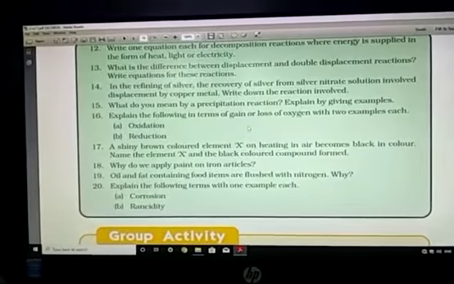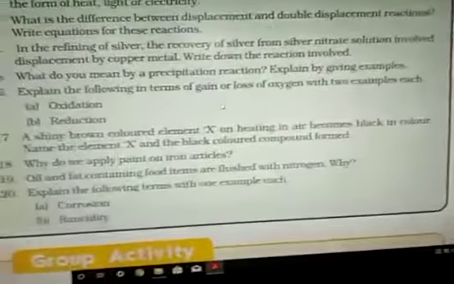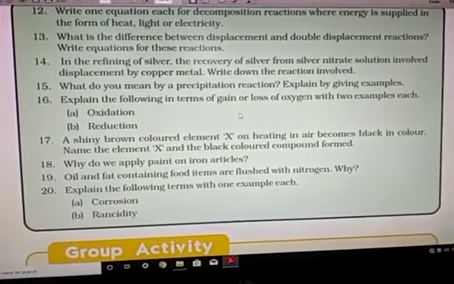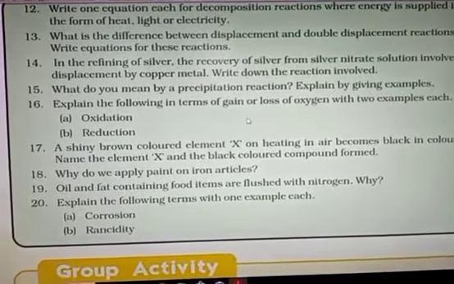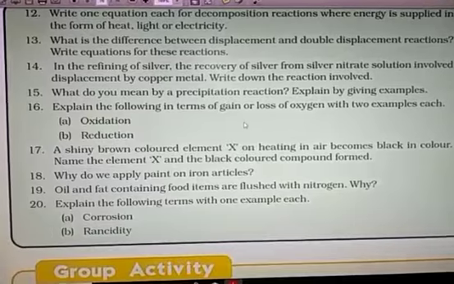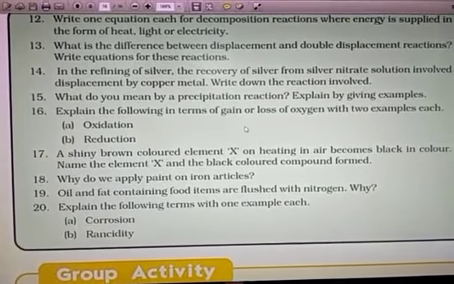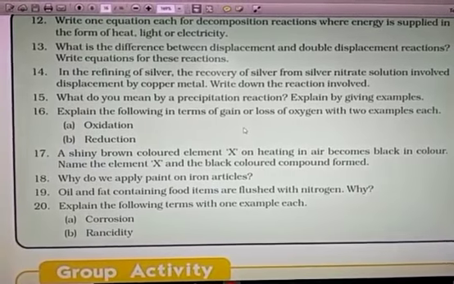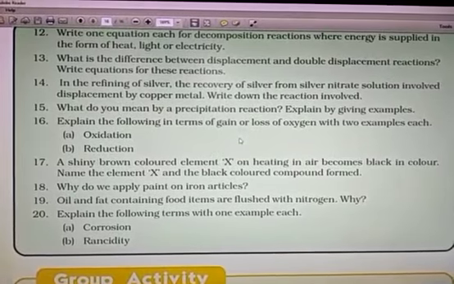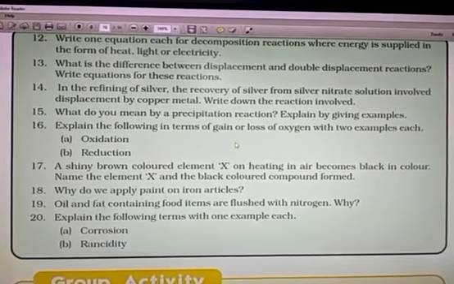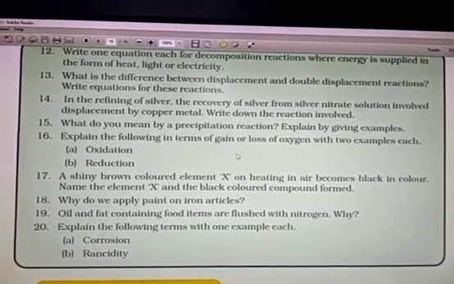Now question number 15. What do you mean by a precipitation reaction? Reactions in which a precipitate forms, that is, dissolved substance gets precipitated or solidifies, are known as precipitation reactions. Basically, a reaction in which a physical state change occurs. For example, rainfall is also known as precipitation because water initially present in vapor form changes into water during the rainfall. So the physical state gets changed. Such reactions are known as precipitation reactions. Explain by giving an example. Any one example of double displacement reaction you can put here.